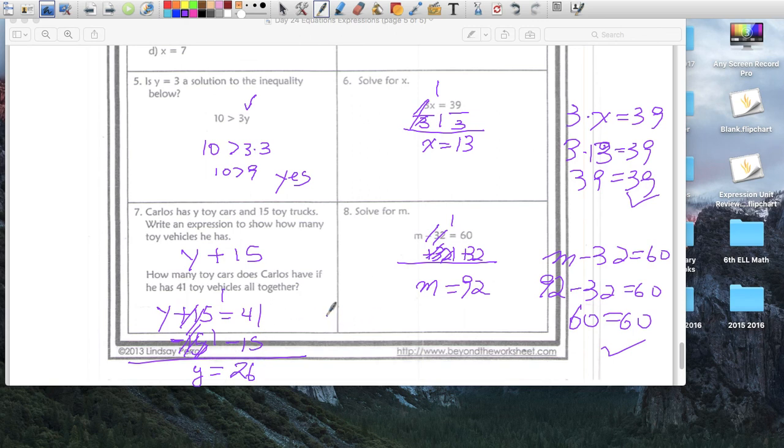You can always check. The original equation is y plus 15 equals 41. y is 26, plus 15 is 41. Is it really? 6 plus 5 is 11, carry the 1, 2 is 41. See, it worked. 41 equals 41.